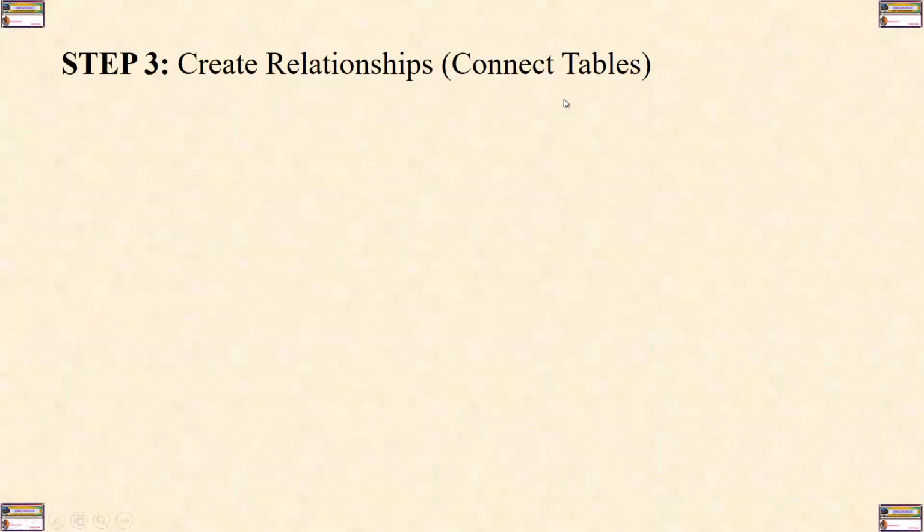So what next? What next now is to create what we call relationships. So you have to connect the tables so that they become one entity. In other words, so that it can then be called a database. Once you have created the tables, if you don't relate them, that is not a database. So you have to create what we call relationships. How do we do that?